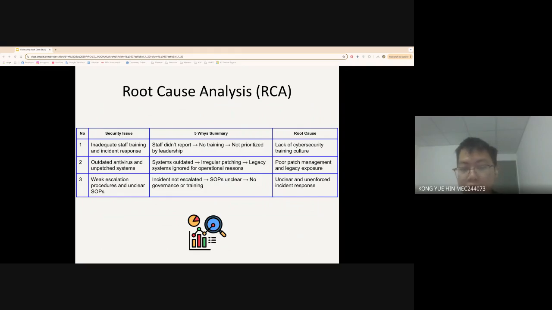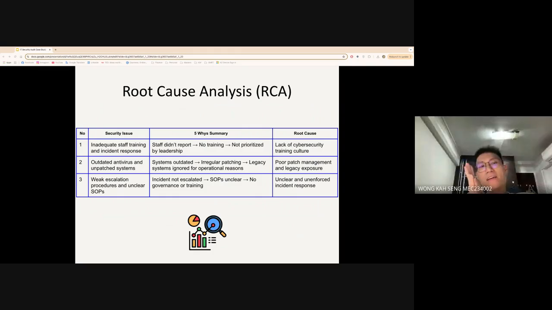Third, we also saw confusion around escalation. The SOP was either missing, unclear, or not communicated within the teams. This reveals a governance gap, not just a documentation issue. Yeah, I do agree with these three root causes. I would say on the training front, that's true.